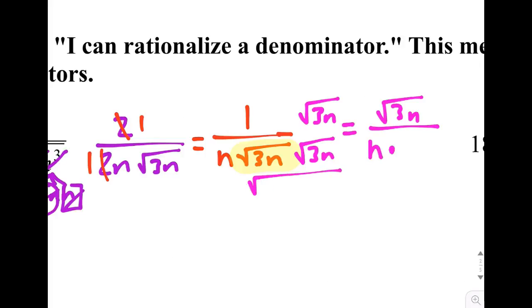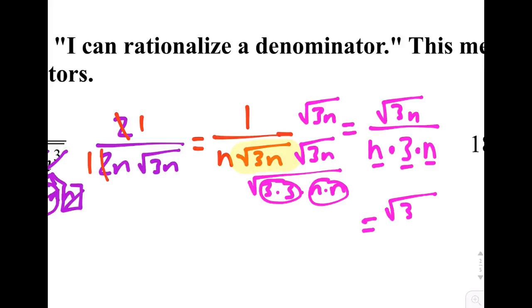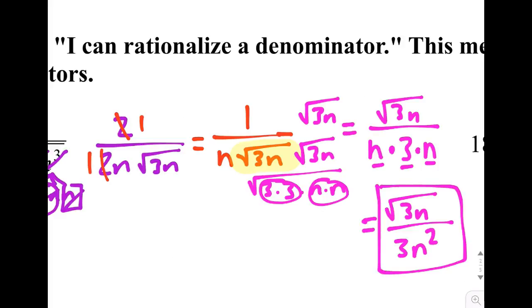which is the equivalent of saying square root of 3 times, and I'm going to move them around in order, 3 times n times n. That's all being multiplied. Pair of 3's comes out as a 3, pair of n comes out as an n, and so on the bottom I have a 3 and n squared. So my final answer is the square root of 3n over 3n squared. Weird.